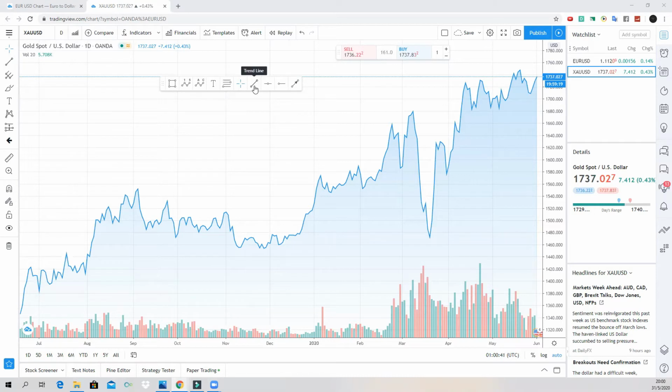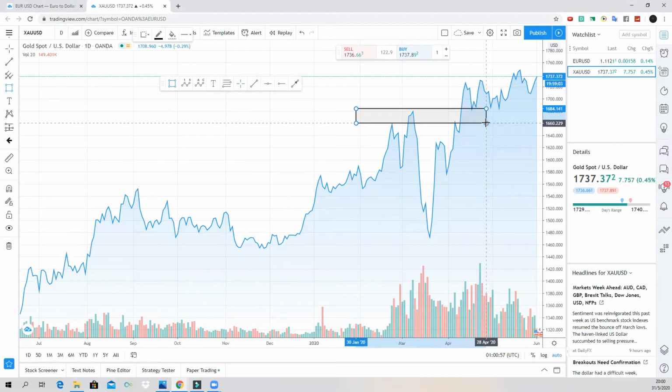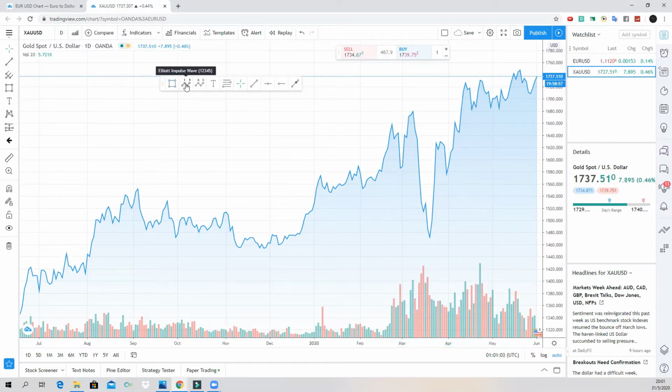Trend line, horizontal ray, arrow, Fibonacci, rectangle. The rectangle we use to determine zones or to mark certain areas in a box on any type of instrument that we trade. We also have Elliott waves and the Elliott ABC corrective wave as our favorites.